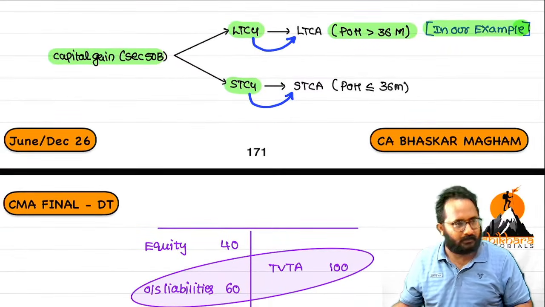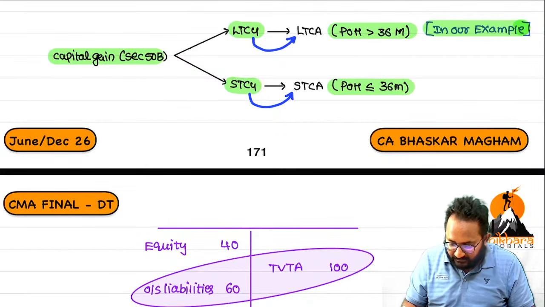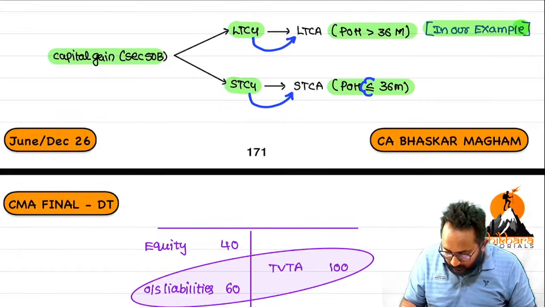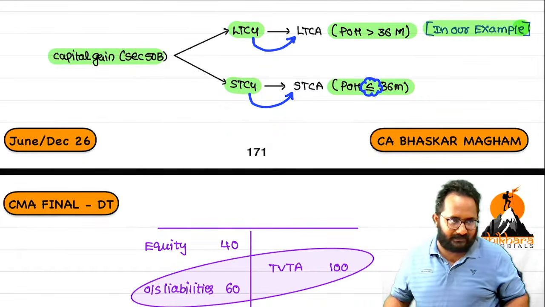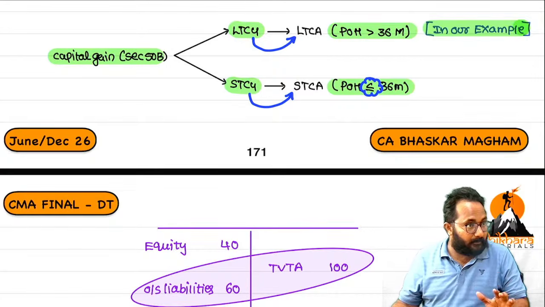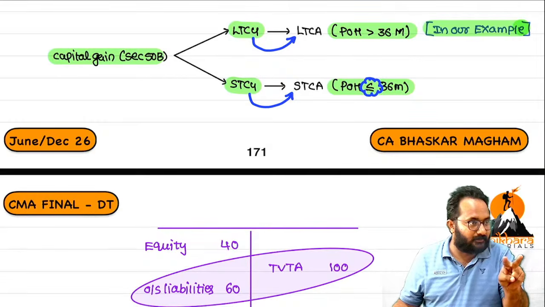That's why in our example, it is treated as a long-term capital asset. So if the period of holding is less than or equal to 36 months, we treat that as a short-term capital asset. Understood? Remember, in the capital gain chapter, if you refer, we have two periods of holding only.